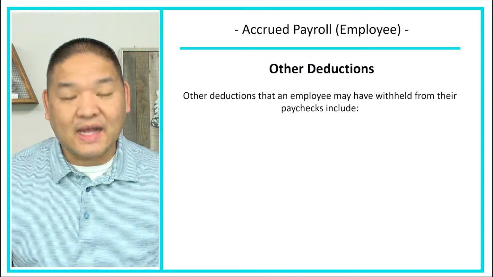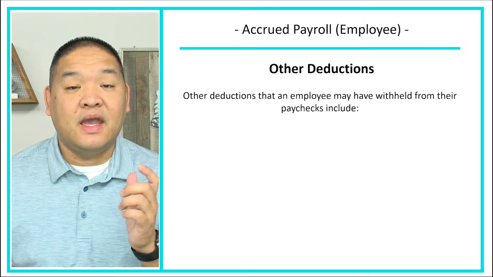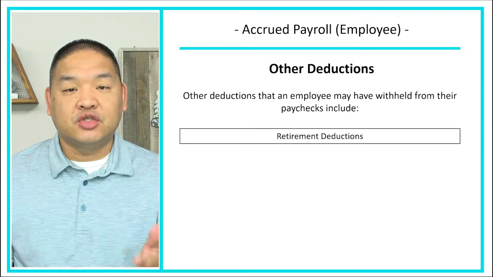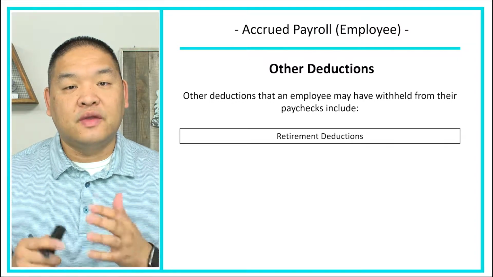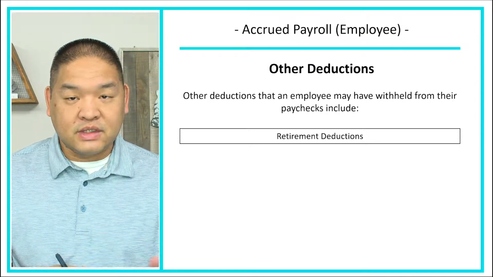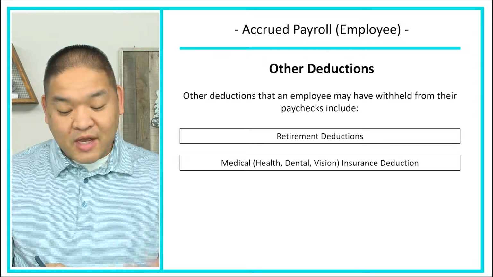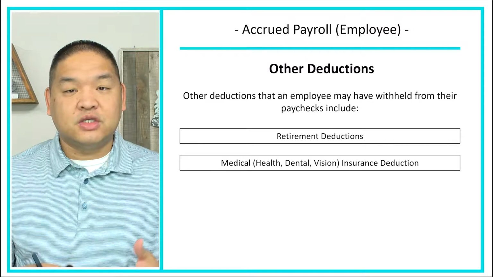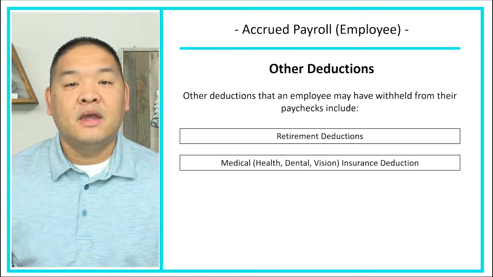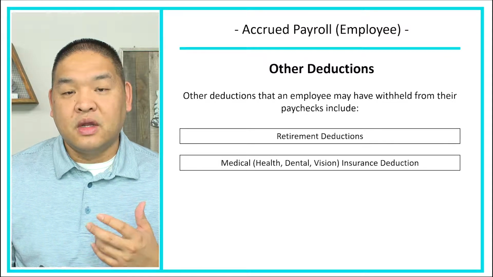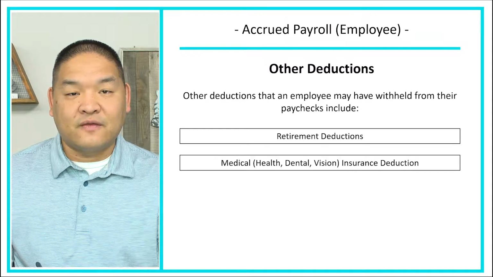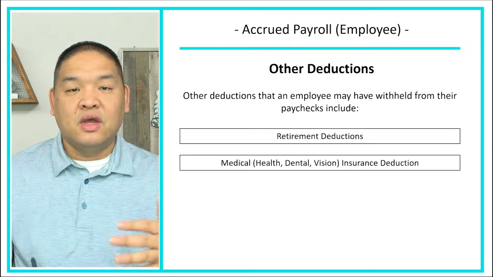Other deductions that could be made from a person's paycheck include retirement deductions. You saw that with the $103. You can ask your employer to deduct some of your pay for retirement purposes. Medical, so health, dental, and vision, also comes out of there. You might have a premium that you need to pay in order to have health insurance, or dental insurance, or vision. That is usually deducted from your paycheck rather than you having to write a check to the insurance company.